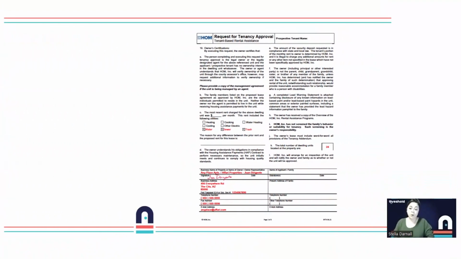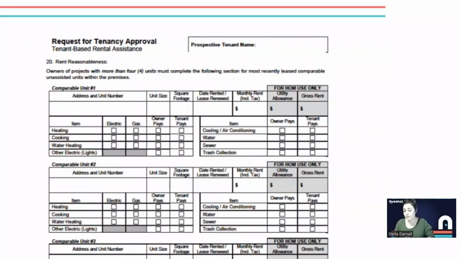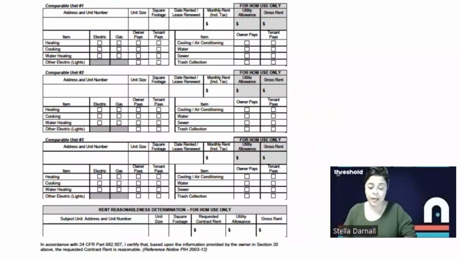Here we have reasonableness, so our comparables. A few things when it comes to comparables: they cannot be subsidized housing. If there are more than 4 units on site, they have to be unassisted comparables, so they cannot be other housing properties or Section 8 or anything like that. So the same thing here, you'd fill out the address for each one of the comparables, the utility responsibility, the rent amount, and the dates. Normally, we would like the date that the unit was rented to be within 6 months. It's just the best way to determine if the comps are where they need to be.